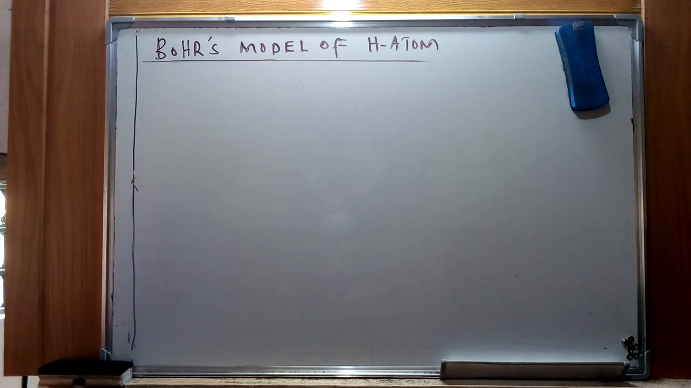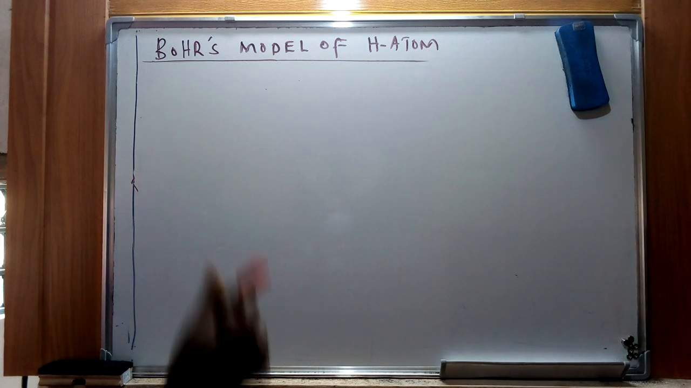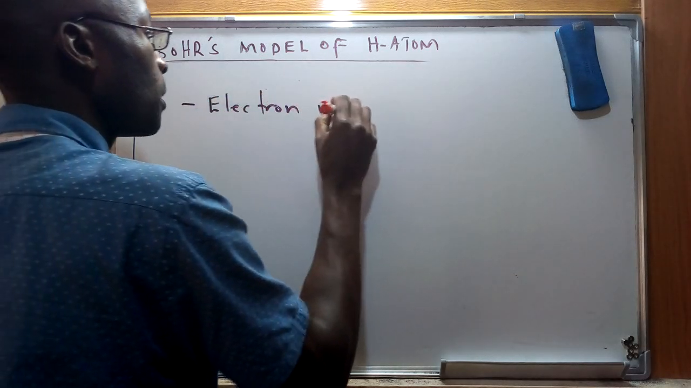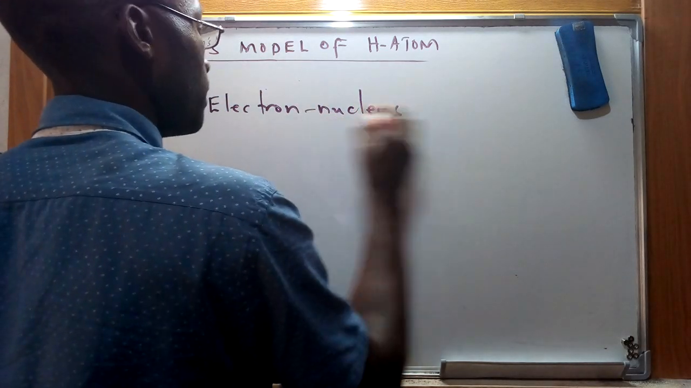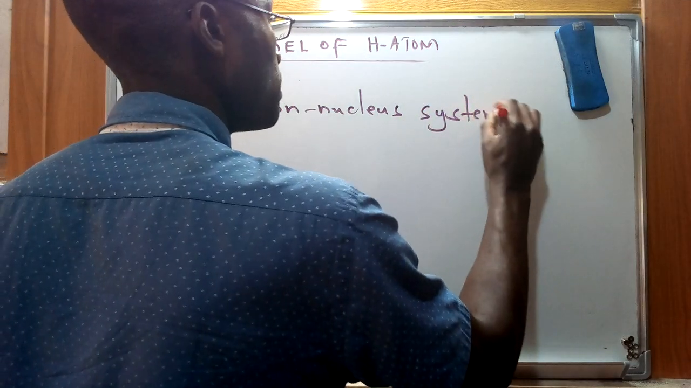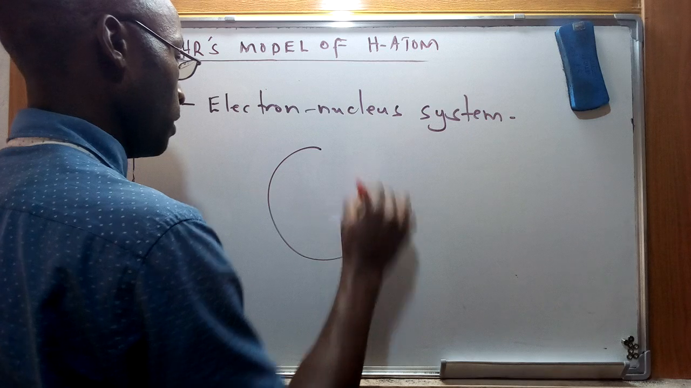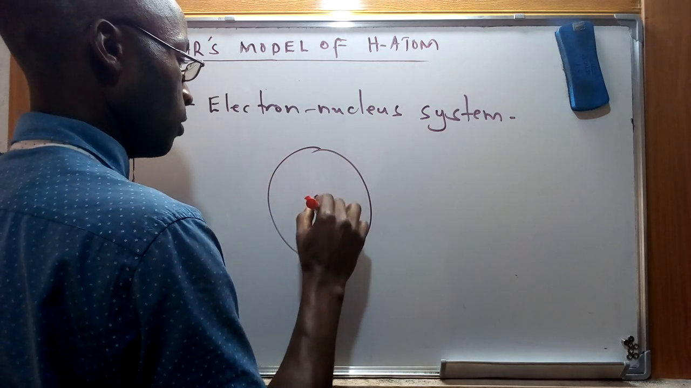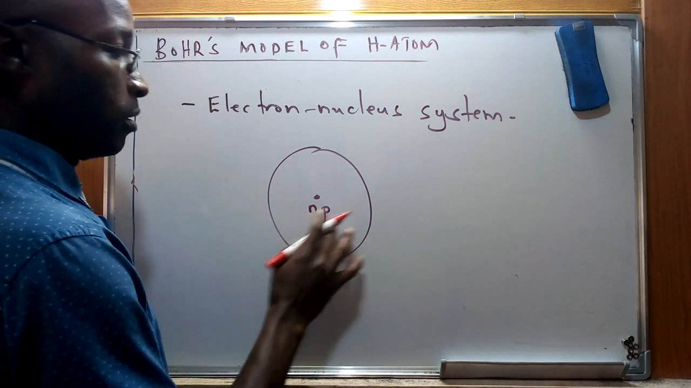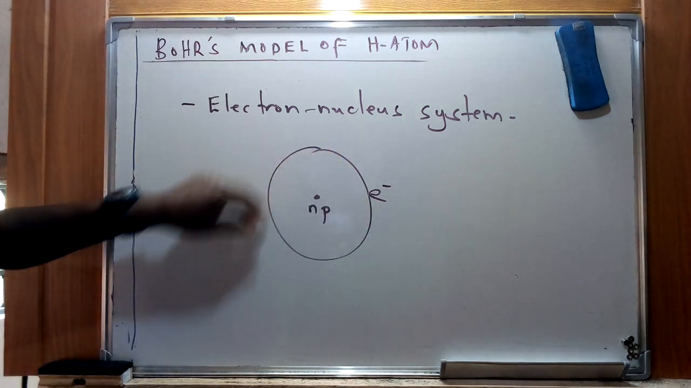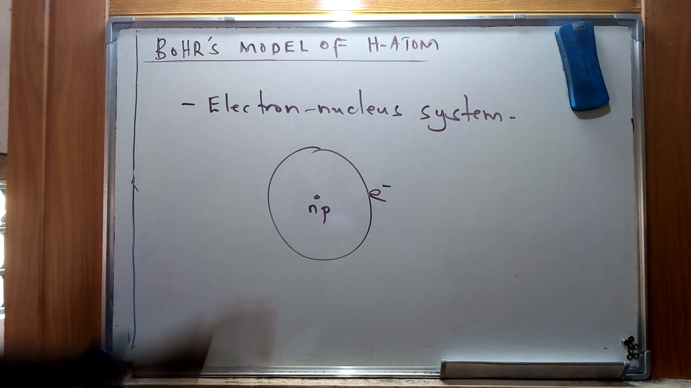Now, this is going to be based upon Niels Bohr's interpretation of an atom, whereby he suggested the concept of an electron-nucleus system. If I can figuratively illustrate this, we have an atom that consists of a nucleus that has neutrons and protons. And at this specific point, there is an electron that is revolving around this atom.